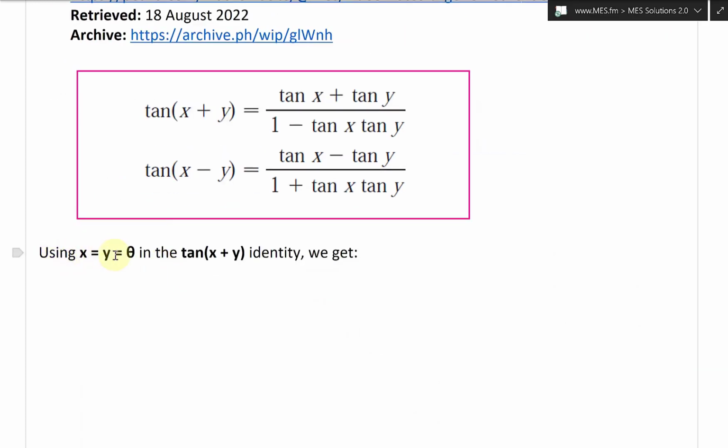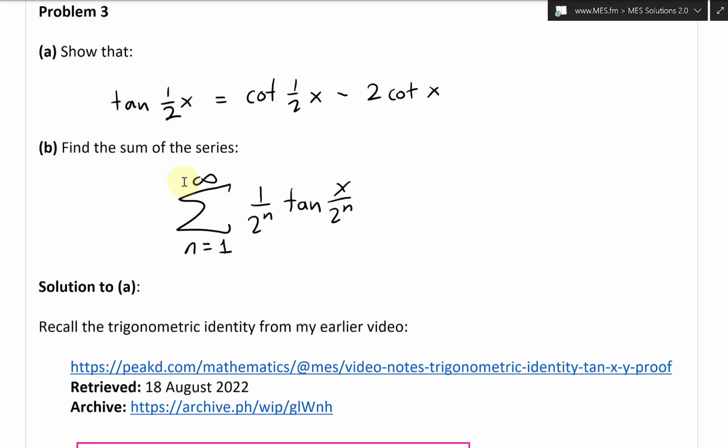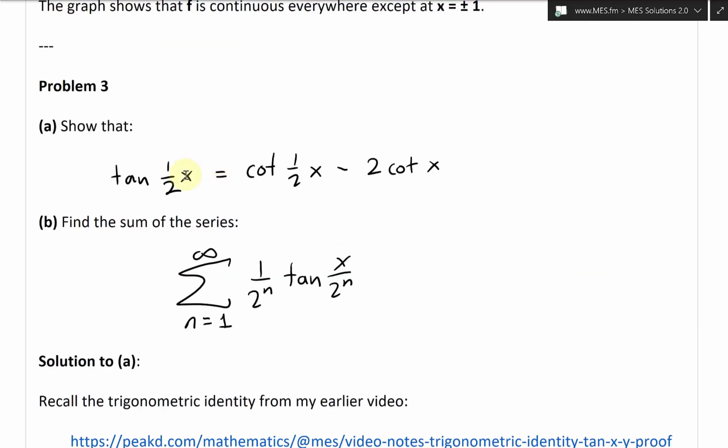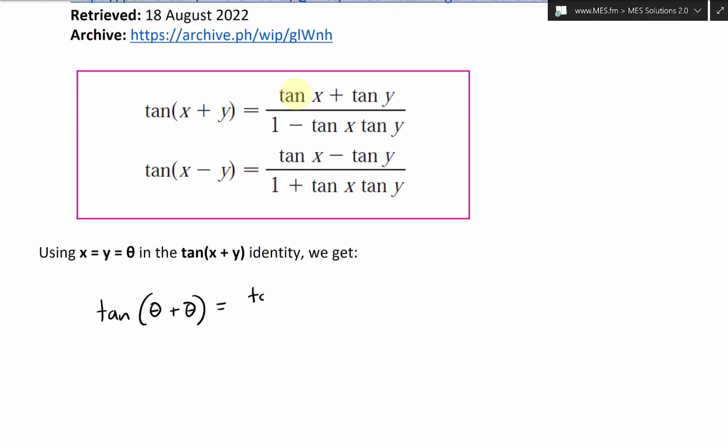So using x equals y equals theta in the tan of x plus y identity, we get, because you notice here's a tan 1/2 x, and we're just going to write it down like this. We combine the angles, because here this just has an x, it doesn't have a y, so it has both there, and we'll call it theta for now. Thus tan of theta plus theta is equal to tan theta plus tan theta, divided by 1 minus tan theta times tan theta.